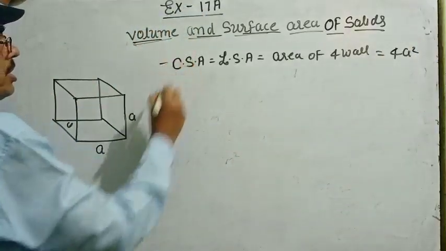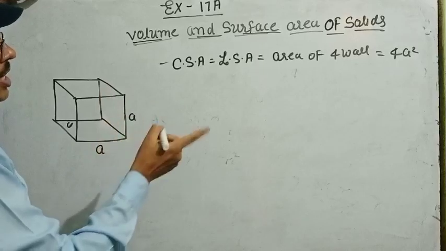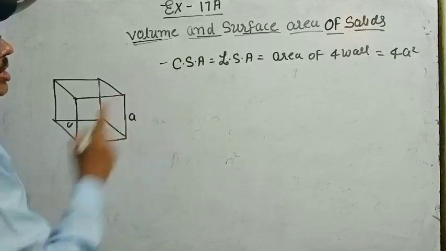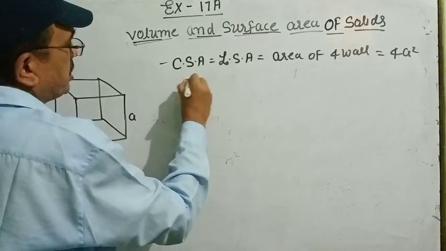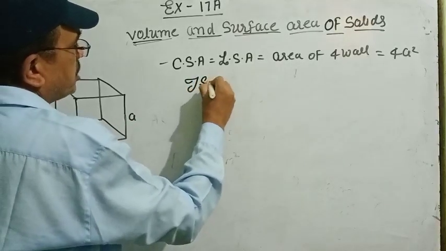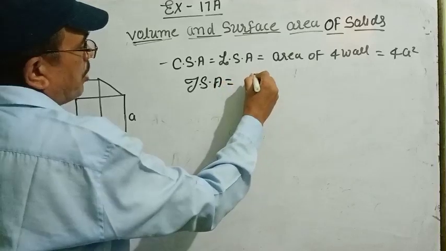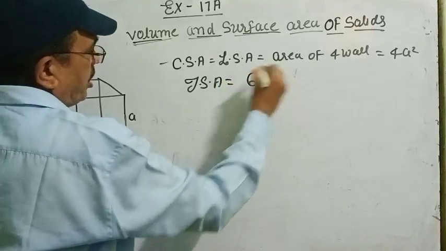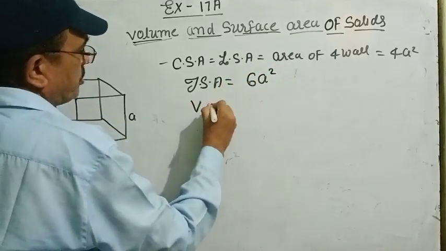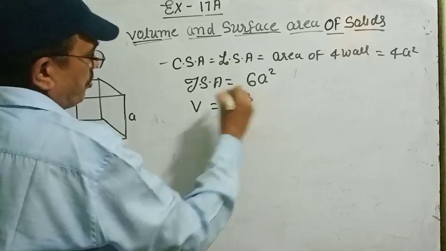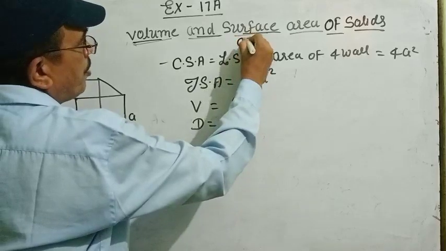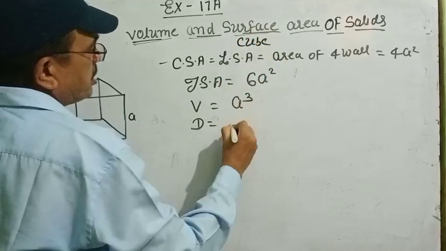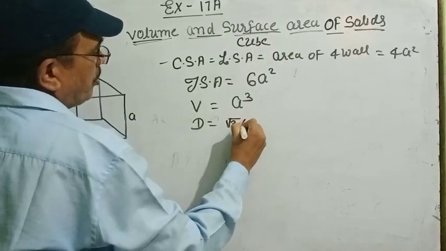It is the curved surface area, that is the lateral surface area, and the area of four walls is equal to 4a square. Then the total surface area is equal to 6a square, the volume of this figure is a cube, and the diagonal of the cube is root 3 into a.